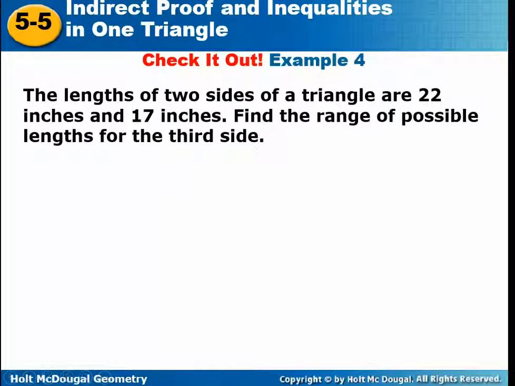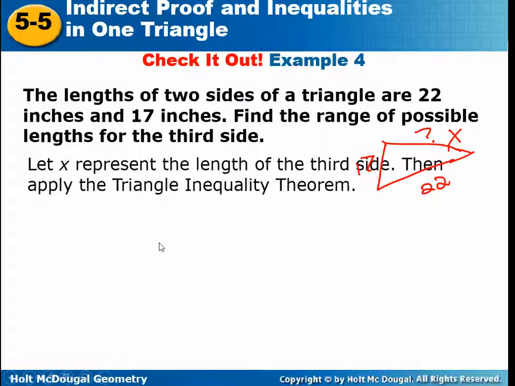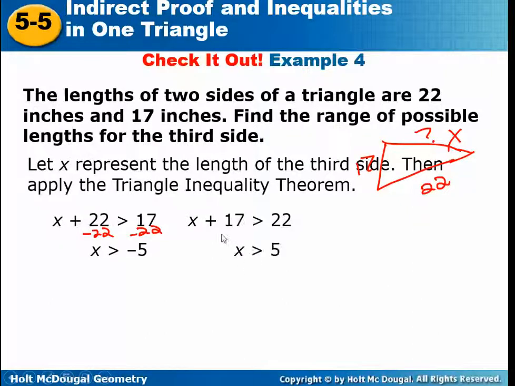Okay, here's another example. The lengths of two sides of a triangle are 22 inches and 17 inches. Find the range of possibilities for the other side. So 17, 22, and I don't know this side. I'm going to call it x. So we're going to write our three different statements. x plus 22 has to be greater than 17, and for that one you subtract 22 from both sides. So that means that x is greater than negative 5. Also, x plus 17 is greater than 22. I don't know why 5 came up twice here. And then the last one would be 39 is greater than x.